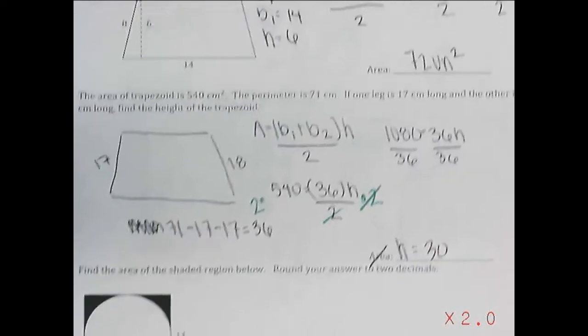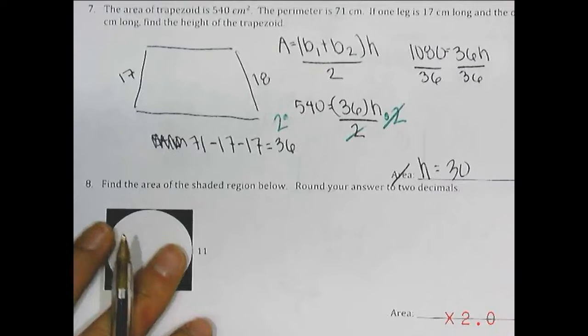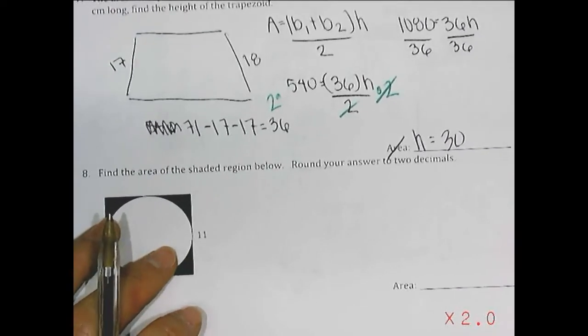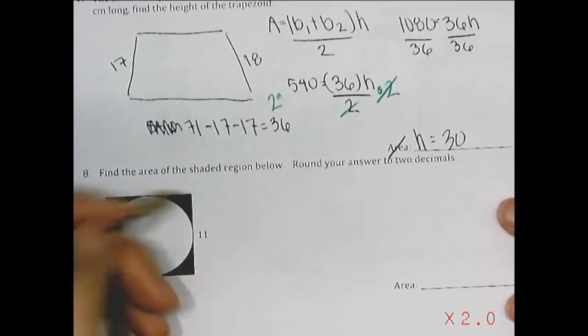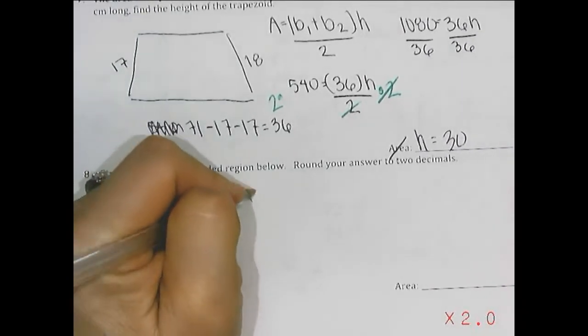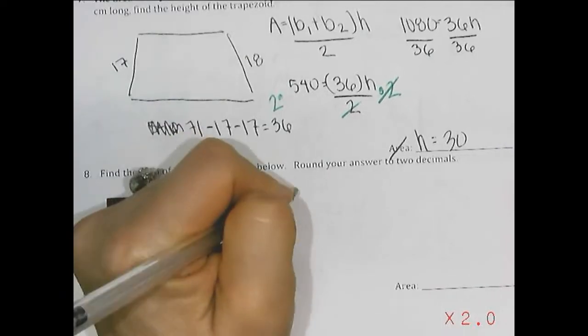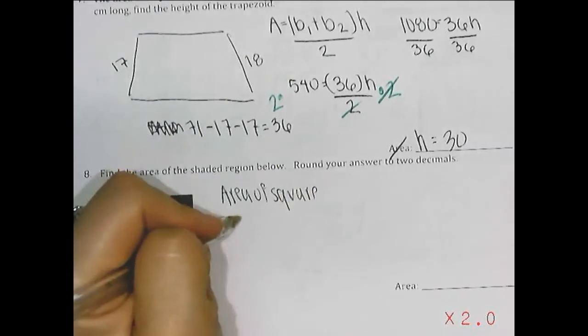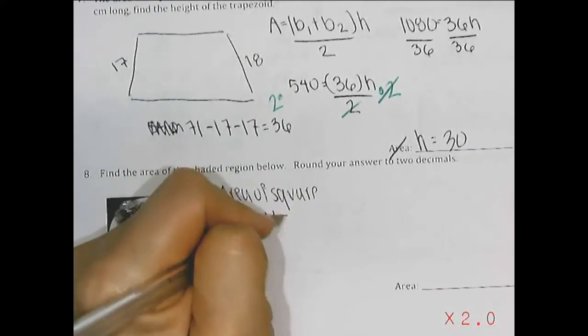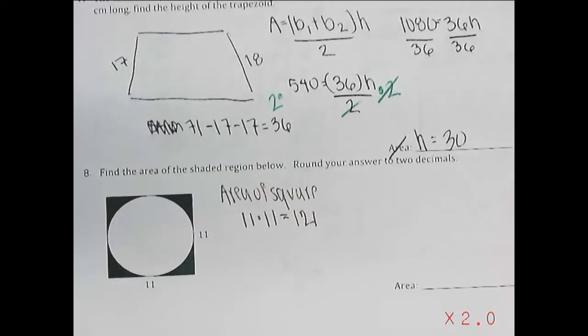All right, then we move down to number 8 here. Find the area of the shaded region below and round your answer to 2 decimals. I'm going to find the area of the square, which is simply going to be 11 times 11. And that'll give me 121.